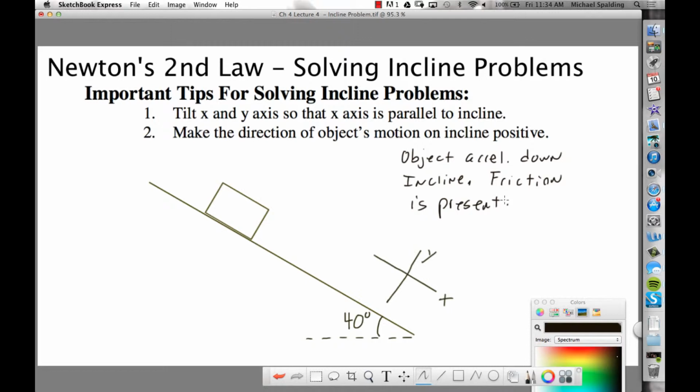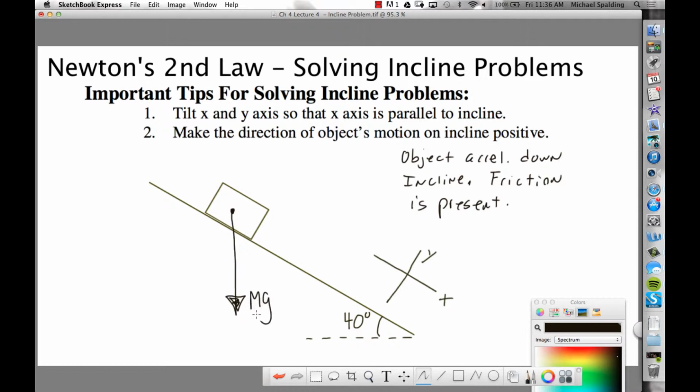So I want you to do a free body diagram for this object. The object is accelerating down the incline, friction is present. So I'll give you 1 minute. Free body diagram, if you have the object going down the incline, friction is present, you have 3 forces in this situation. So the 3 forces, we have, number 1, we got gravity. Which way does gravity always act? Straight down like this. So we'll label this mg.